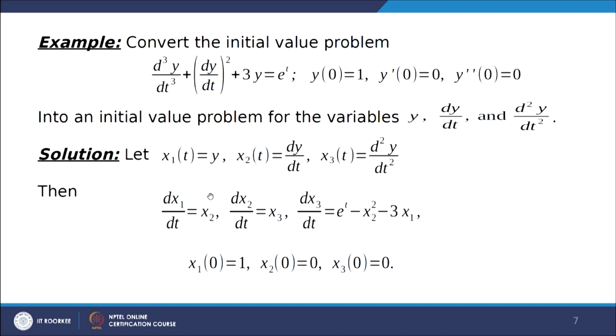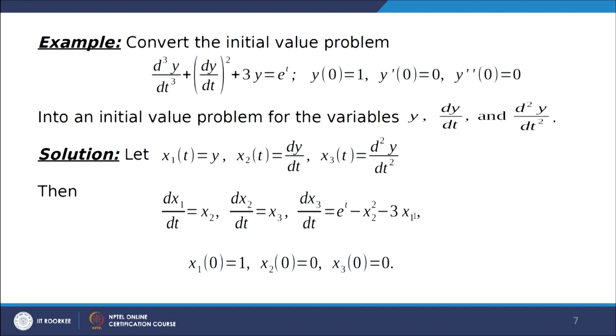Now, you can see we have three equations. The first equation is dx_1/dt equal to x_2, because dx_1/dt is dy/dt and dy/dt is x_2. Then dx_2/dt is d^2y/dt^2, which is x_3. So, dx_2/dt is equal to x_3, and dx_3/dt we have just now seen, it is e^t minus x_2^2 minus 3x_1.